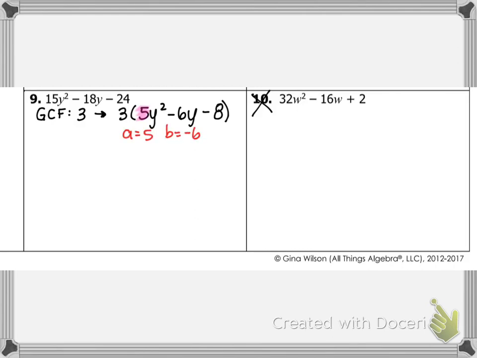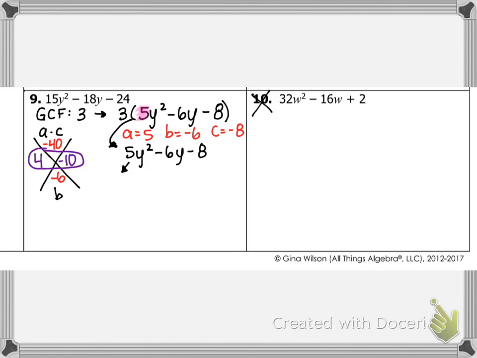Okay, our a is 5, our b is -6, our c is -8. We're going to draw an X, and we're going to have a times c at the top, b at the bottom. A times c is 5 times -8, which is -40, and our b is -6. What multiplies to -40 and adds to -6? 4 times 10. We're going to make the 10 negative so that it makes a -6 when we subtract. Then we're going to bring this down. Remember, we're not going to worry about the GCF until the very end. We're going to add that in our final answer, but we're going to rewrite that equation. Our first term and our last term drop down, and then this middle term splits up into 4y and -10y.